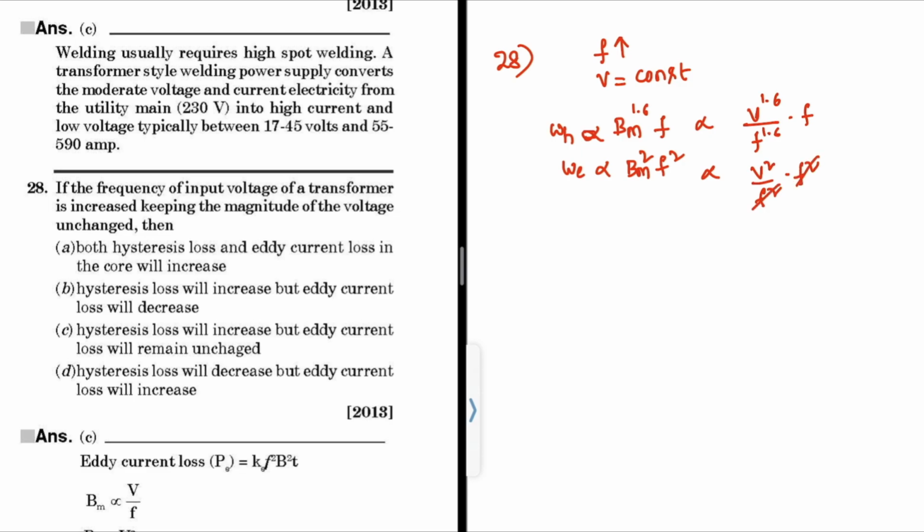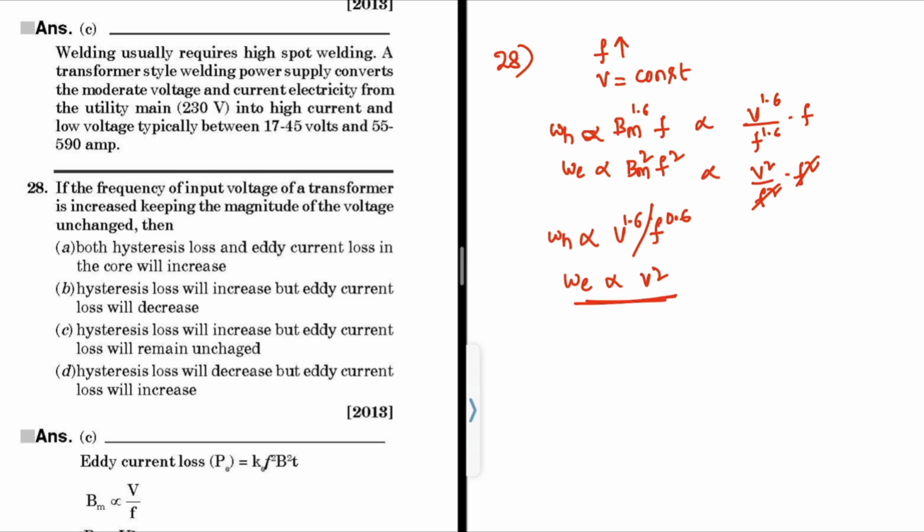F square will be cancelled. So hysteresis loss is proportional to V power 1.6 by F power 0.6. The eddy current loss is proportional to V square. So eddy current loss is independent of the frequency. So if frequency is increased, eddy current loss will not be affected.